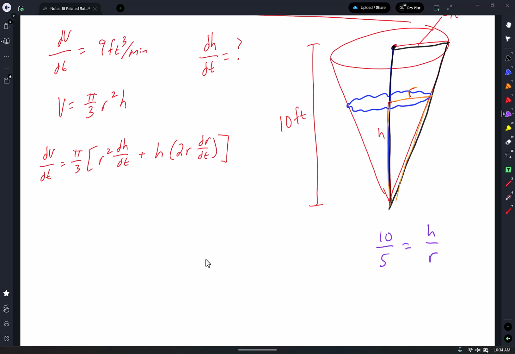I'm sorry, miss. I just want to make sure that we're good. Okay, here we go. Let's cross multiply. 10r equals 5h. Are we still okay? Which one do you want to get by itself, the r or the h? The r.